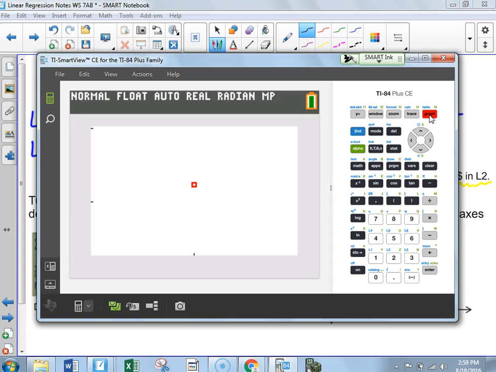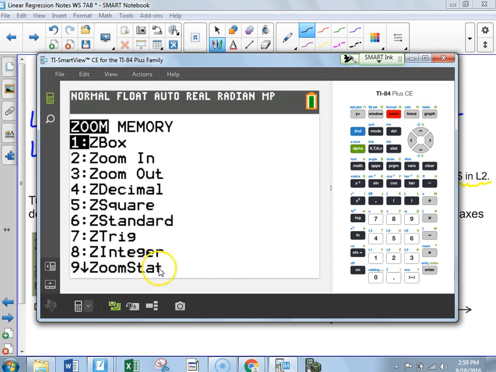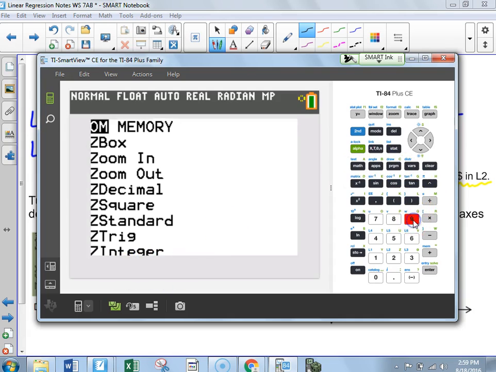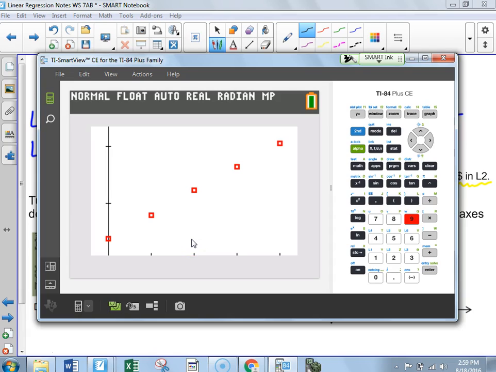Now, remember how to do a window? You've got to do the whole min, max, min, max. It's a big pain in the neck, right? For this, I'm going to let you just do zoom. And then this is a set of data or stats. So we're going to do zoom 9. Boop, it should show up.